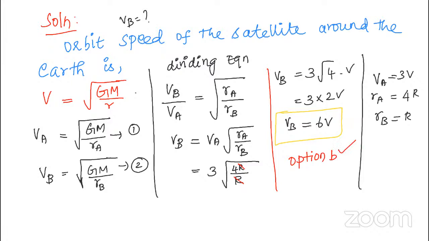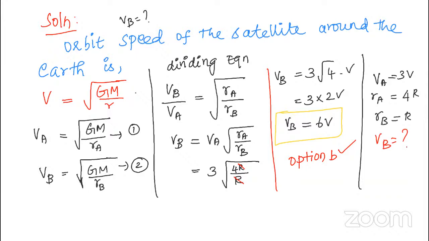In that problem, they have given VA, RA and RB. They are asking only for VB. So we have to know the relation.